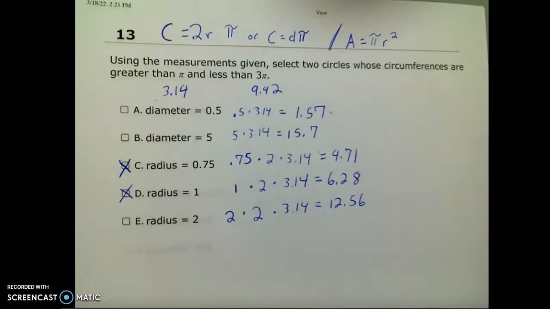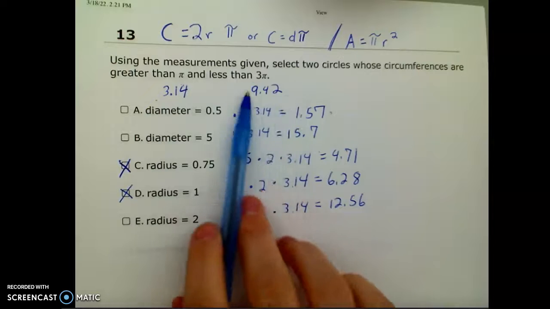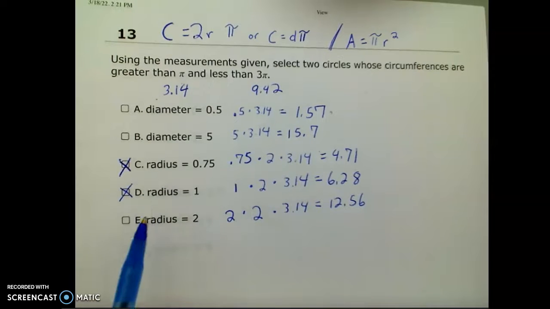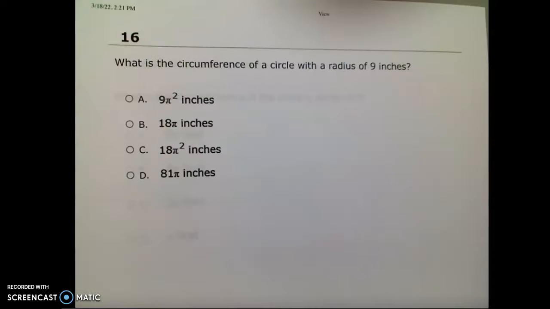We have found all of the circles whose circumferences are greater than pi, but less than 3 pi. And it is C and D. Ta-da! Now, I know you're so excited. You get to do this one all by yourself. Go. Okay, now that you've finished with 14 and 15, let's skip ahead to number 16 and look at this one.